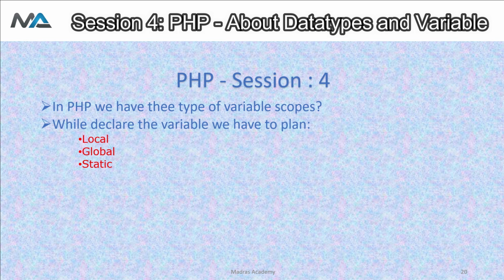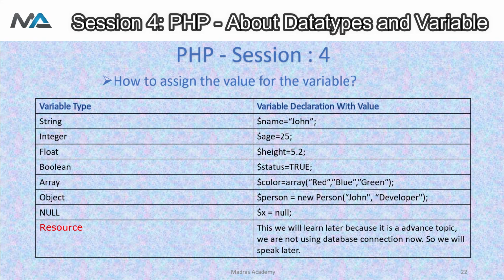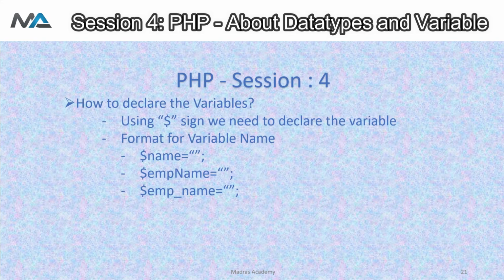The next thing we are going to learn about is variables, how to declare a variable. While declaring any variable, we need to use the dollar symbol, or dollar sign. Using this dollar symbol, we declare the variable in PHP. Without the dollar symbol, we are not supposed to declare a variable. And this format we have to follow.